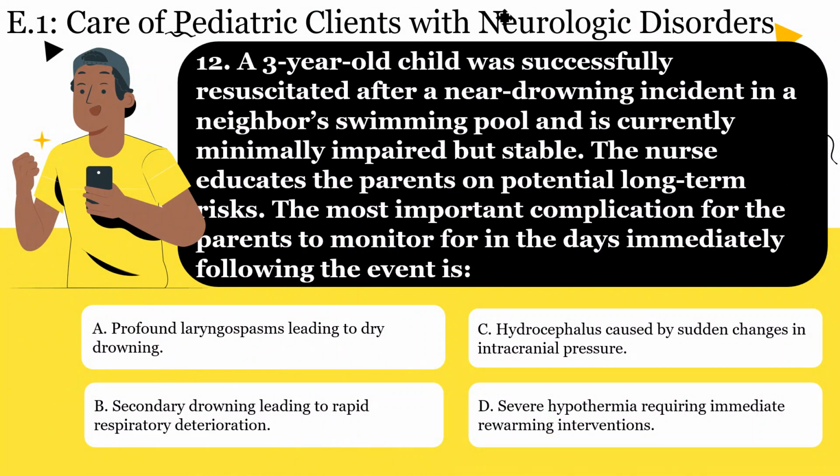Of course, the best answer here is letter B. The definition of near drowning is survival for more than 24 hours regardless of outcomes. The critical risk following successful initial resuscitation, even if the child is minimally impaired, is secondary drowning, which is defined as the rapid deterioration of respiratory function from several hours to several days after successful resuscitation. And if there is dry drowning, there will be presence of laryngospasm that prevents fluid aspiration, and severe hypothermia are acute risks during or immediately after the incident. So number 12, the best answer is letter B.